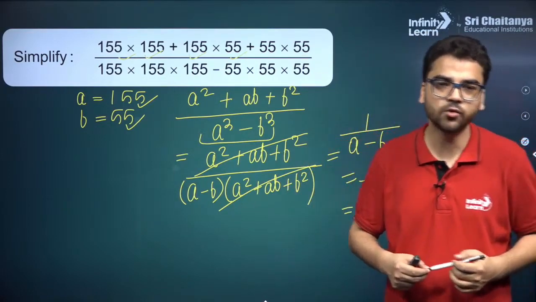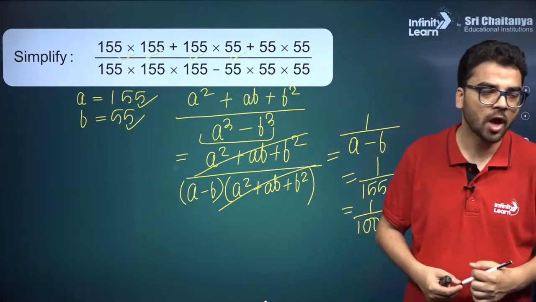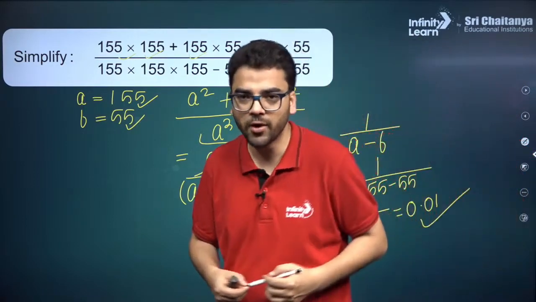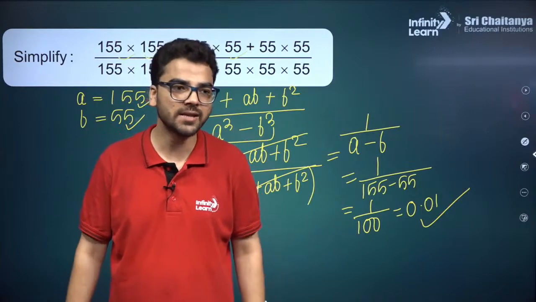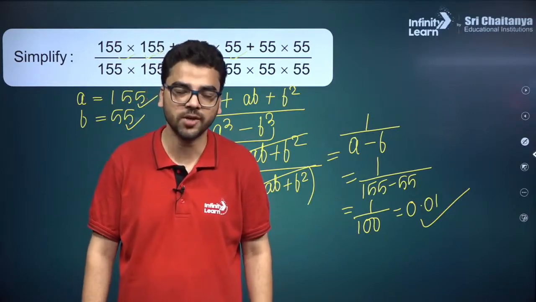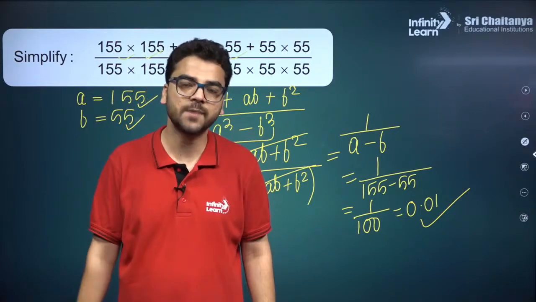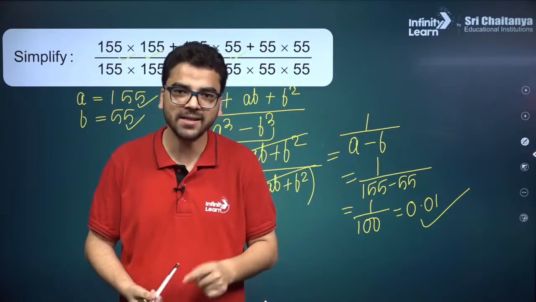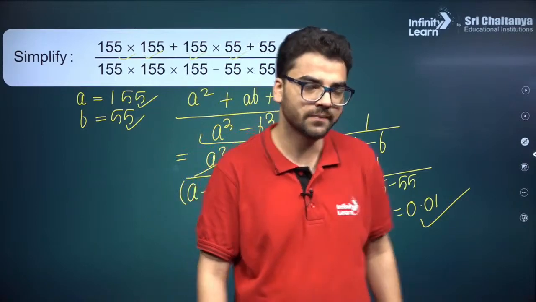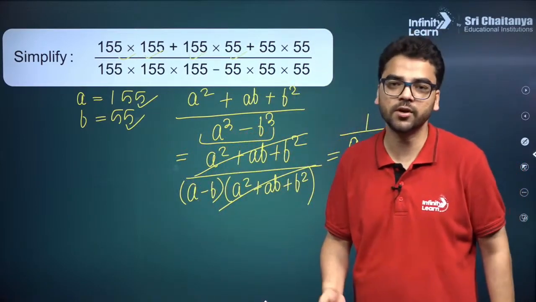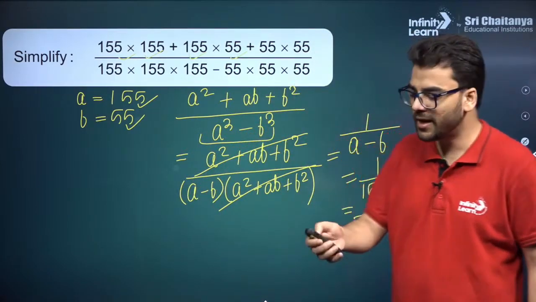Is it clear to every student in this session that 1 upon 100, or you can say 0.01, is the answer? Is it clear, guys? Just confirm in the chat. It's a direct identity based question. If you remember the a cube minus b cube identity, you can do it within seconds. If you don't remember it, you'll find it time taking to solve this. I hope it is clear to every student over here. So let's move on to the next one, guys.